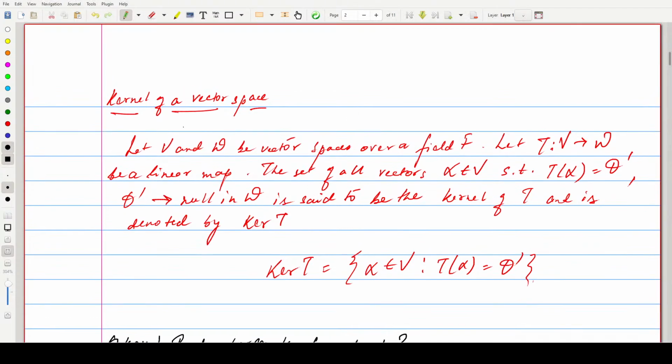A kernel of a vector space is basically this: if V and W are vector spaces over a field F, let T, the transformation from V to W, be a linear map. The set of all vectors alpha belonging to V such that T of alpha is equal to theta prime, where theta prime is the null vector in W, is said to be the kernel of T and is denoted by ker T.